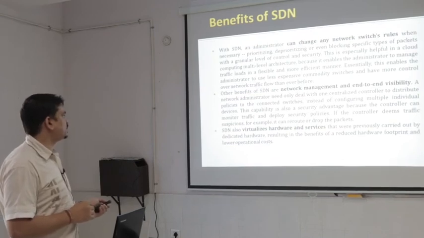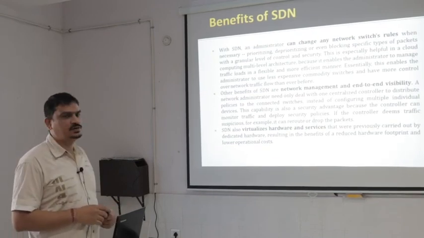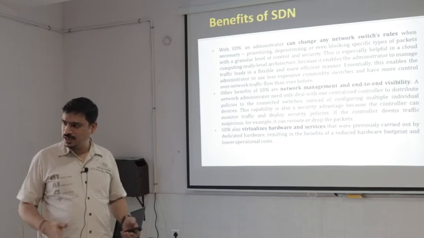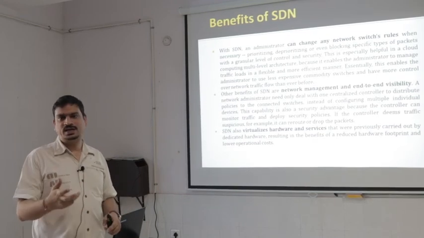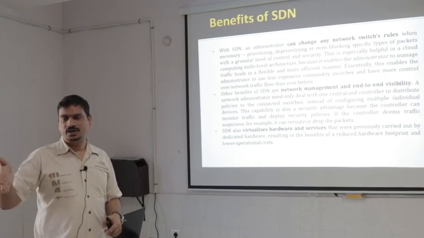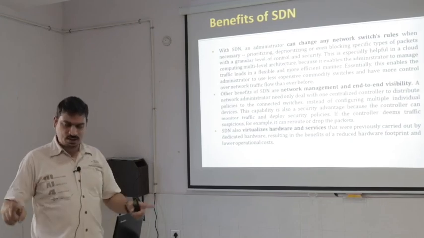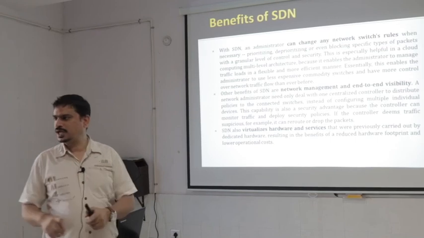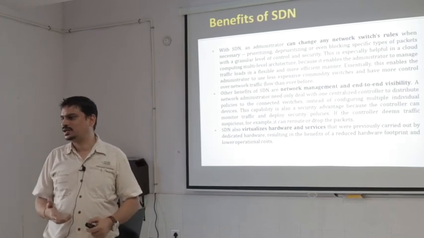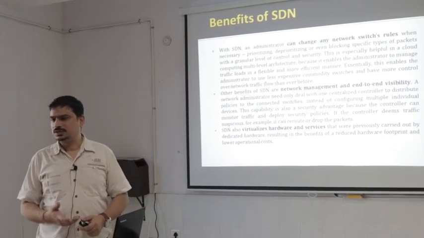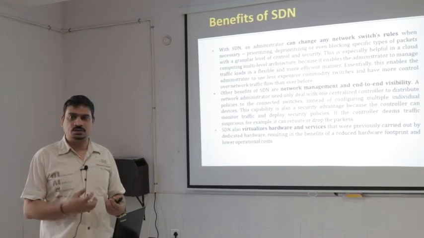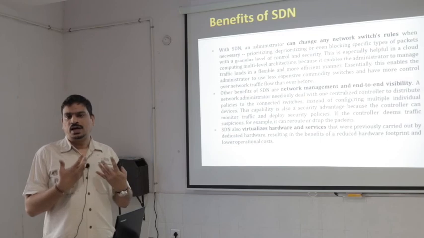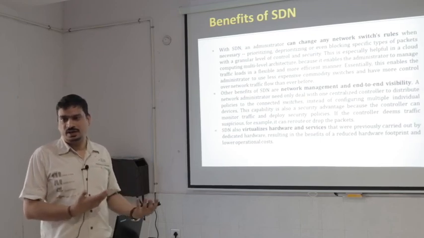Other benefits of SDN are network management and end-to-end visibility. Network management can be done, and end-to-end visibility, because in one panel it can see what are the different network topologies I have. In the topology I can see the real-time data flow on it. So that visibility is there. That monitoring advantage has been given in SDN.